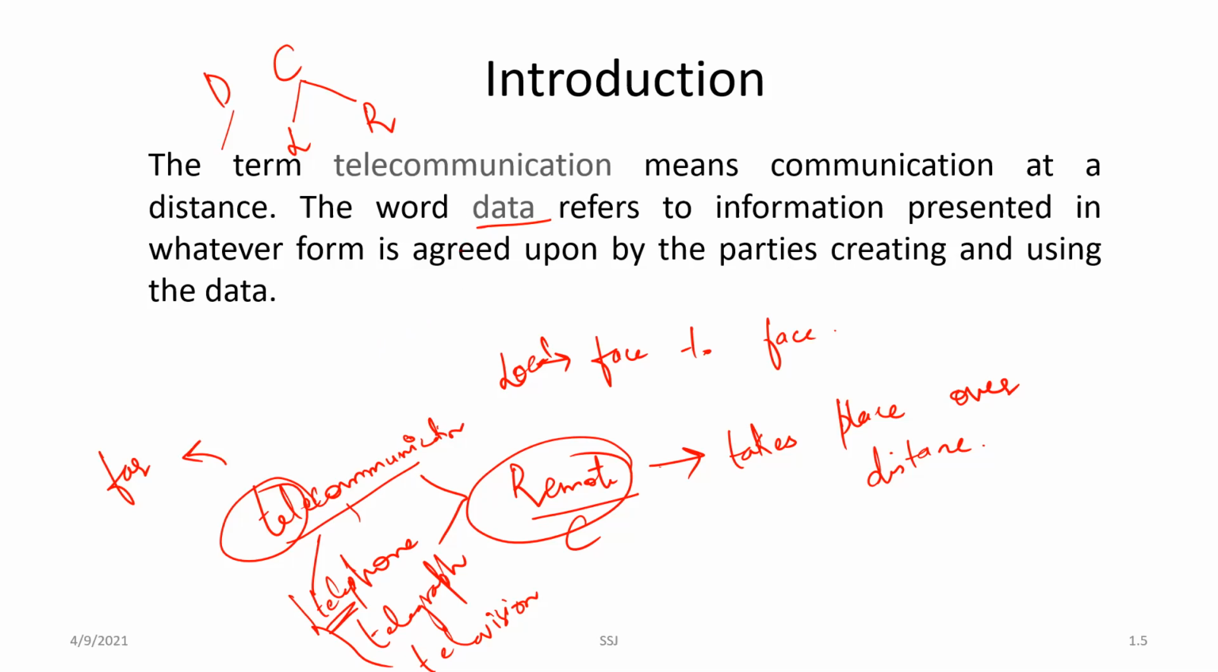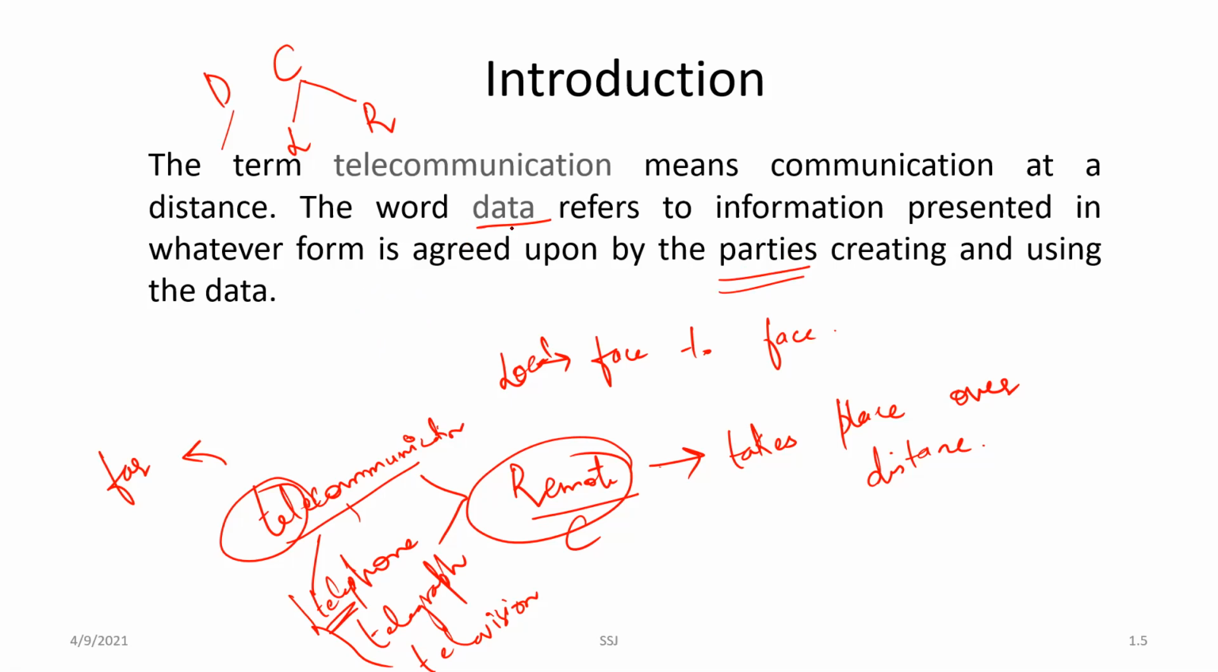Basically, whatever type of information is agreed upon by the people communicating, where parties means the people communicating, whichever person is communicating with the other person, then whatever kind of information they have agreed upon, that is the meaning of the term data.